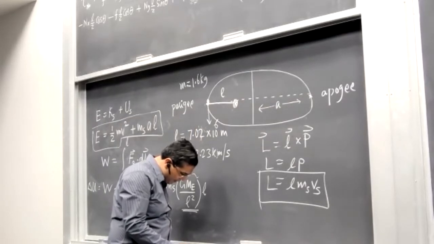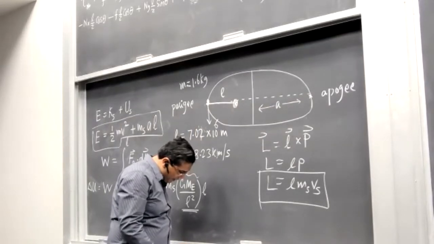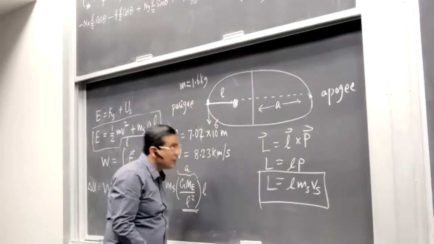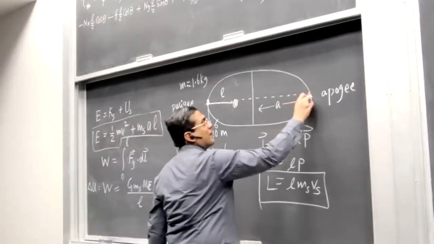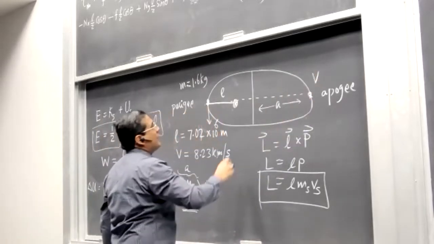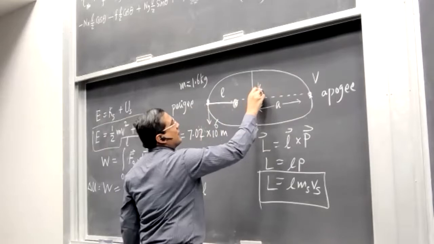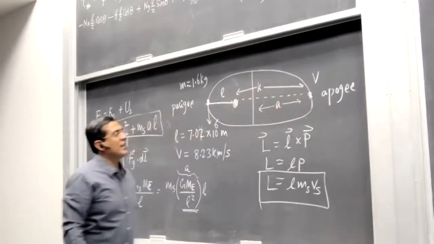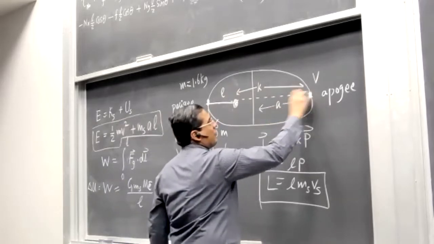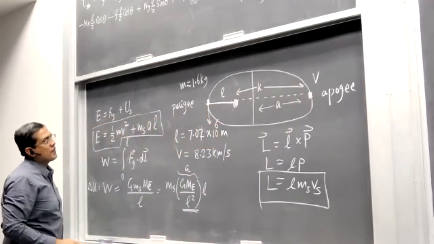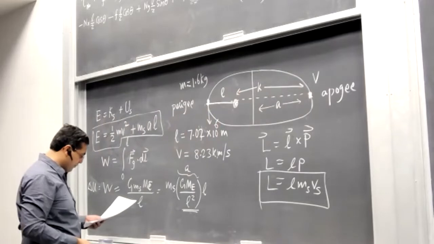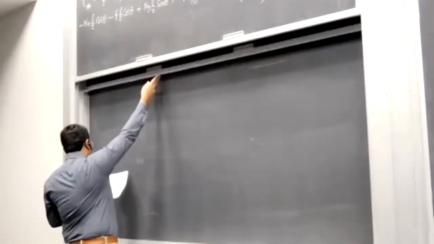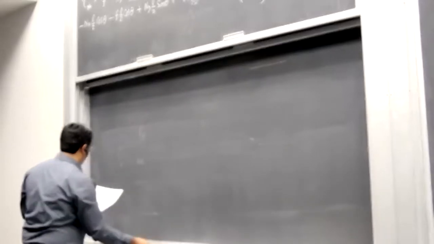Yes, there is part B, which says at apogee, find the satellite speed and its distance from the center of Earth. So we need to find out V and K. K is the distance from Earth to the farthest point, and V is its speed at the farthest point. Okay, so how do we do that? We use the conservation of energy and conservation of angular momentum.